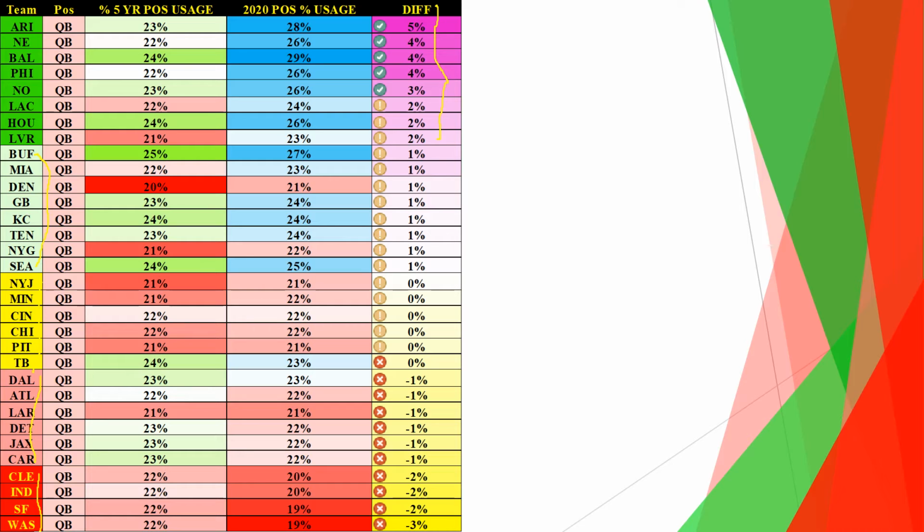And the issues were Cleveland, Indianapolis, San Francisco, and Washington. So people were saying, oh, Cleveland's going to get better. Well, let's hope they do, but they declined last year. Indianapolis, well, they got some new blood in there. Is that going to make a difference? San Francisco drafted a hot new rookie. Washington got Fitzpatrick.